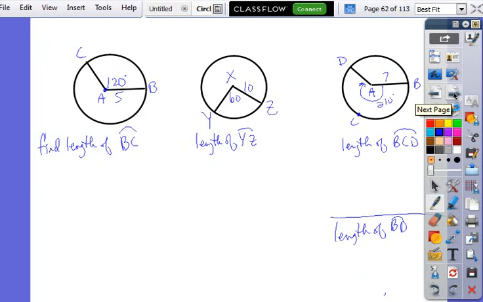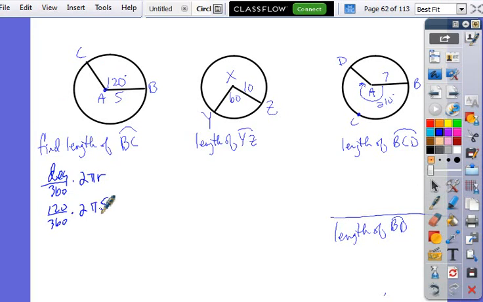If it tells us to find arc length, that's degree over 360 times 2 pi r. So arc length is always degree over 360, 2 pi r. So in this case, I would do 120 over 360 times 2 pi 5.